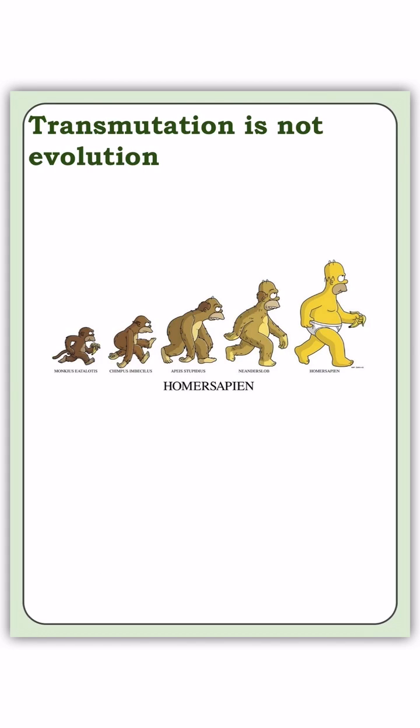Transmutation is not evolution. This is an example of transmutation, Homo sapiens. It's kind of a funny version of one that you see floating around, showing simple ape-like creatures turning into apes, then almost human, and then humans. This is not what evolution is about. This is not what the definition is implying.